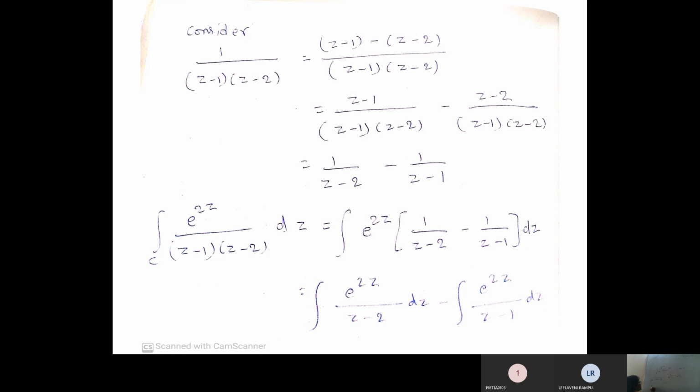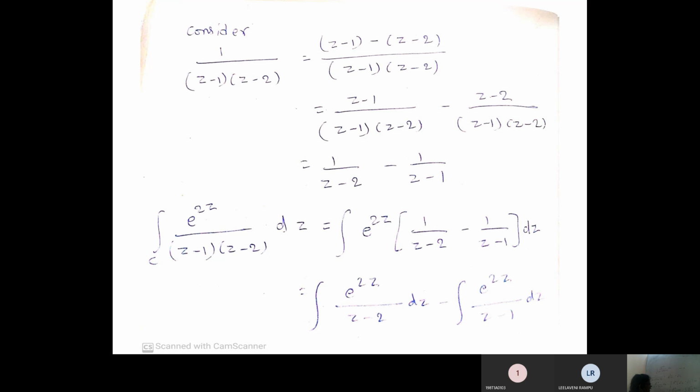Now the integral over c of e power 2z by z minus 1 into z minus 2 dz equals the integral over c of e power 2z into 1 by z minus 2 minus 1 by z minus 1 dz. Multiplying e power 2z and separating the integration, we get the integral over c of e power 2z by z minus 2 dz minus the integral over c of e power 2z by z minus 1 dz. This is in the form of the integral over c of f of z by z minus a dz.